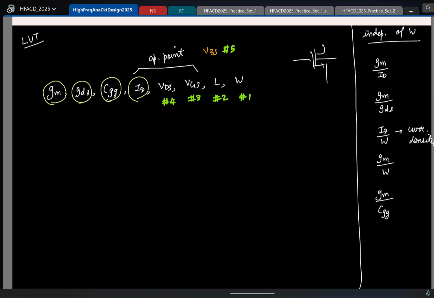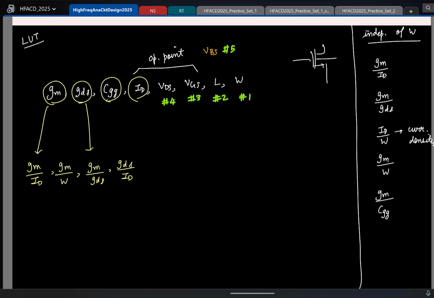Yeah, as you're saying, we just saw some parameters here are independent of width. So instead of storing these parameters which depend on width, if I can store a proxy that I know is independent of width, I don't have to sweep the width. Which means instead of saving GM, what parameter can I save? I can save GM by ID, or I can save GM by W, either is fine. Instead of GDS, what can I save? GM by GDS. Or another thing you can do is take GDS by ID.